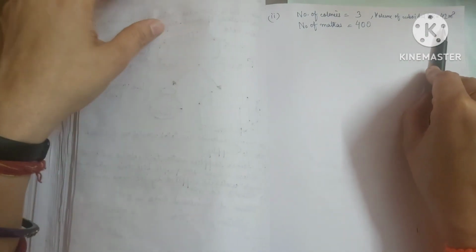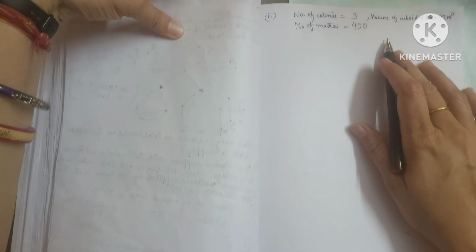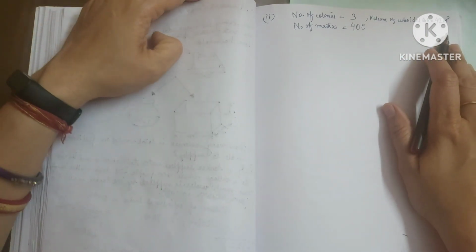Volume of cuboidal tank is equal to 42 meter cube. We just calculated it on the other side of the page. Here, it's 42 meter cube. So I've written it over here. Volume of cuboidal tank is equal to 42 meter cube.